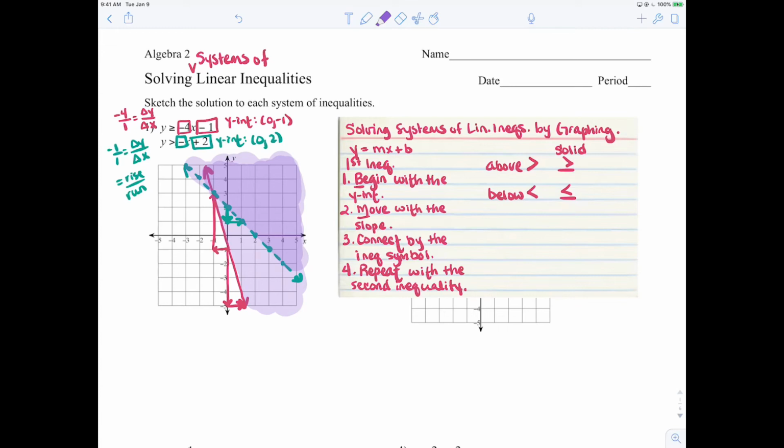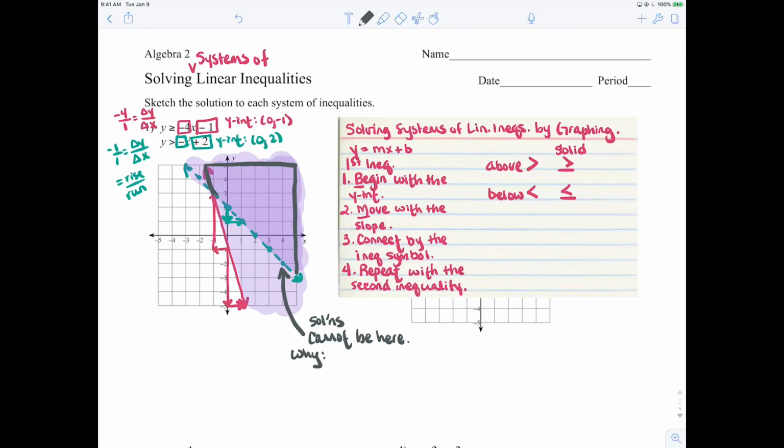And it's the darkest where these two intersect. So the solution to this is all of the points that are inside of this shaded area and on this small part of the magenta line, but not on the dashed line. Our solutions cannot be here.